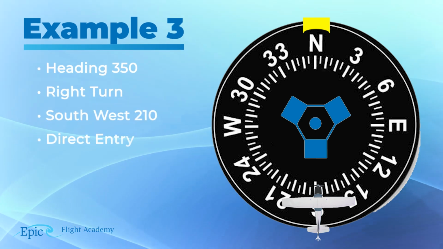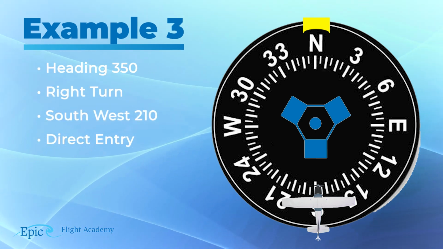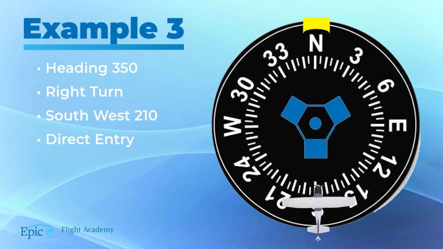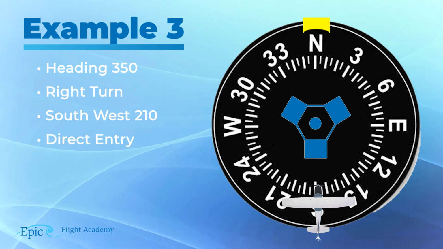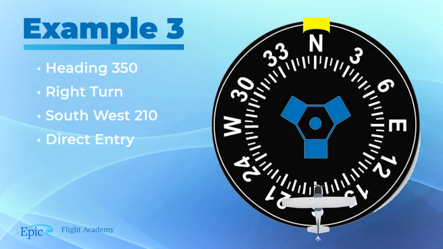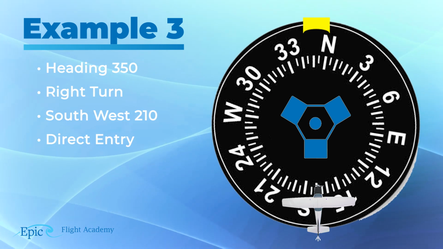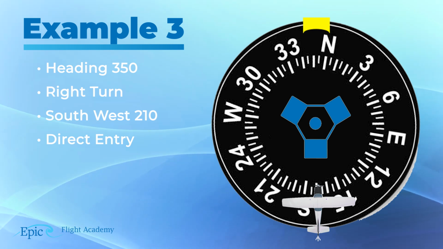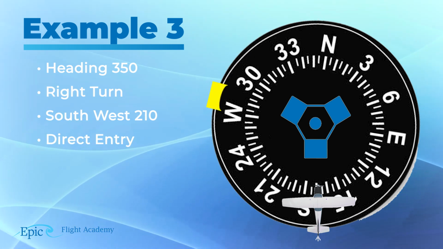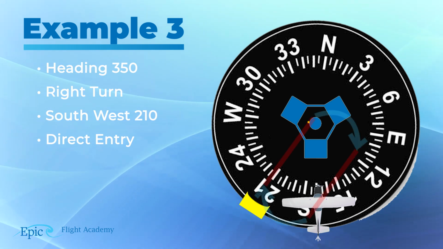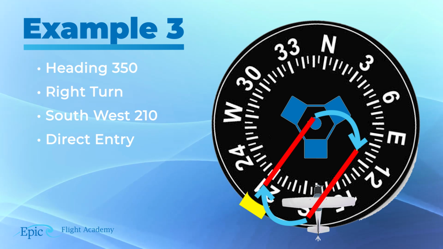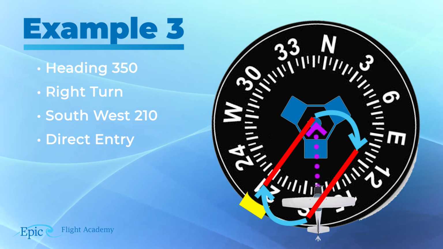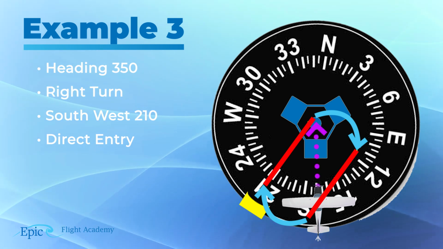Example number 3. Here we are going to see right turns and a direct entry. My aircraft is flying 350 degrees. I have been instructed to hold southwest on the 210 radial. Step 1, I put the fix in the middle of the HSI. Step 2, I imagine my aircraft at the bottom of the HSI, flying to the fix. Step 3, hence the name heading bug technique, I put the heading bug on 210. I draw the inbound leg in my mind's eye. I know that it's right turns. I picture the holding pattern on my HSI, and I see that the direct entry would be the appropriate entry.